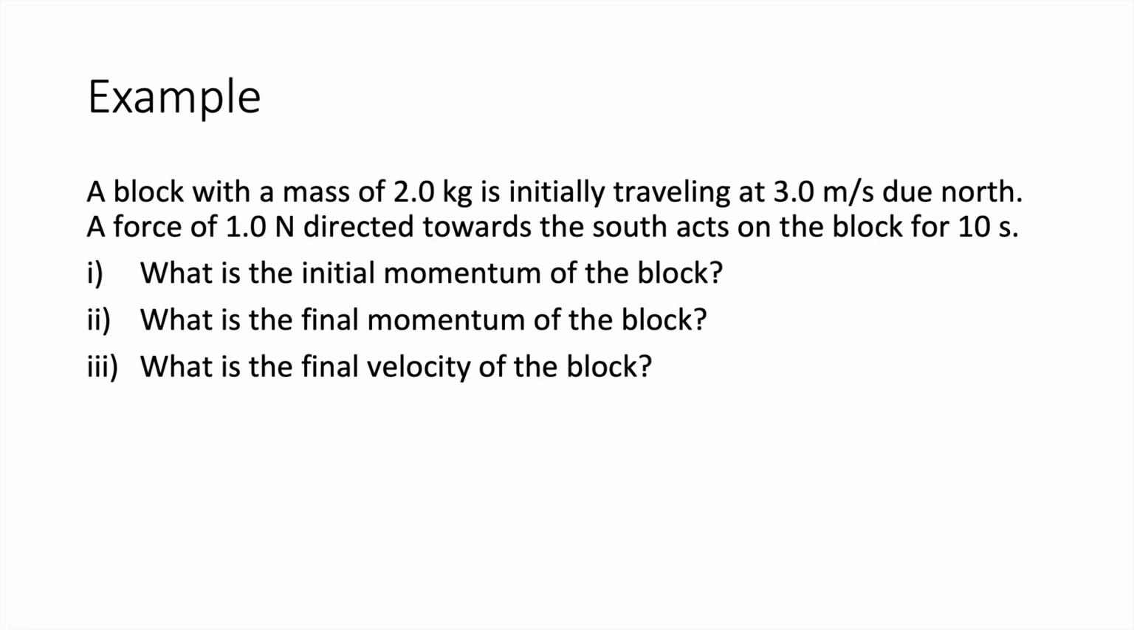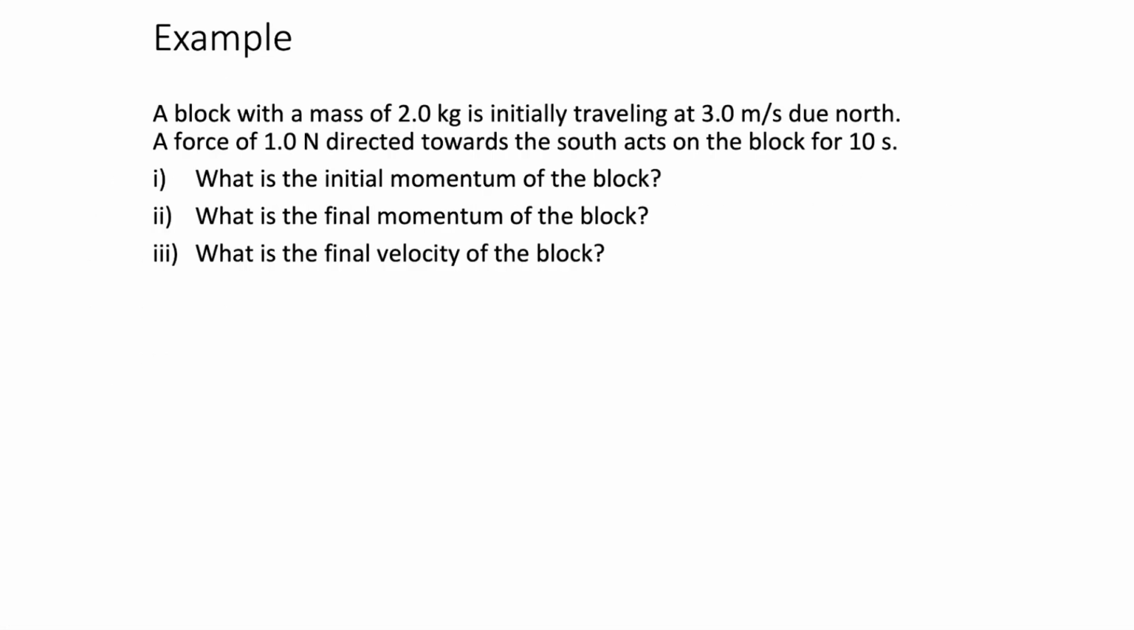So let's look at an example problem. In this problem, we've got a block with a mass of 2 kilograms, which is initially traveling at 3 meters per second due north. So U is equal to 3.0 meters per second north. And we're told that a force F equal to 1 Newton directed towards the south, so let's put that as minus 1.0 newtons, acts on the block for 10 seconds.